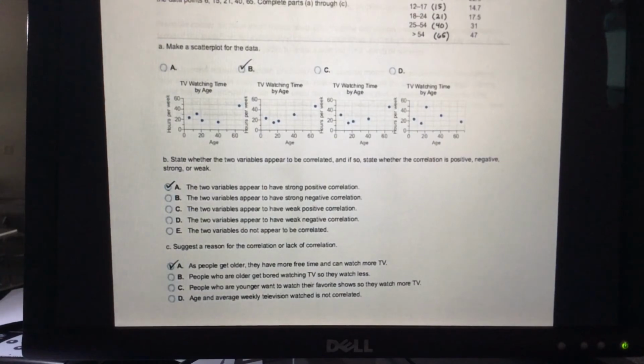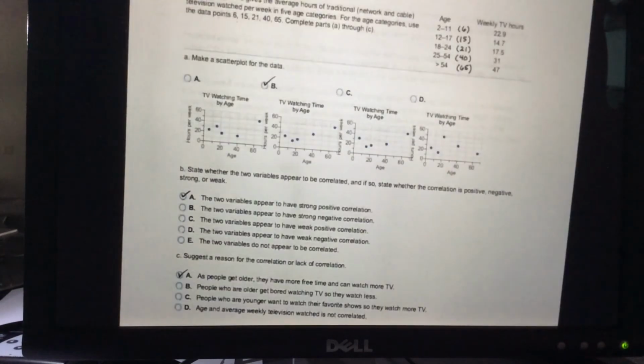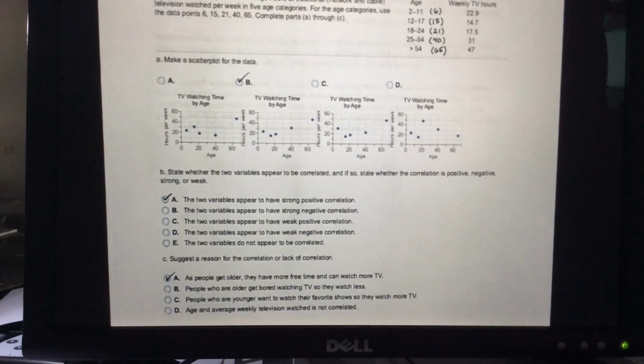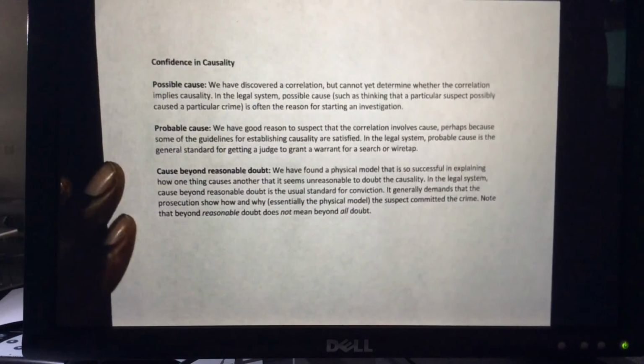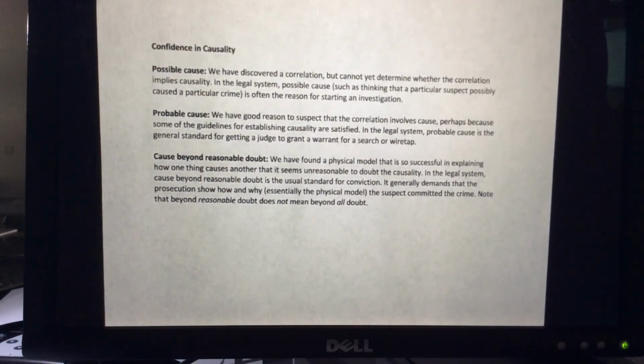Okay. All right. The last thing we'll talk about is this. This deals with confidence in causality. A possible cause could mean that we've discovered the correlation but cannot yet determine whether the correlation implies causality. In the legal system, possible cause, such as thinking that a particular suspect possibly caused a particular crime, is often the reason for starting an investigation.